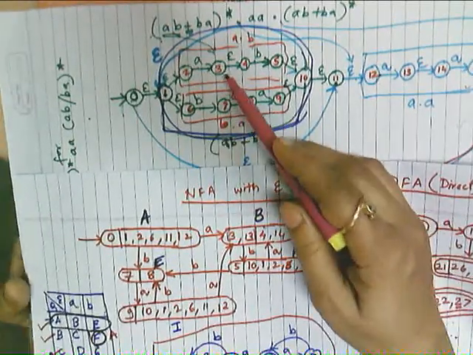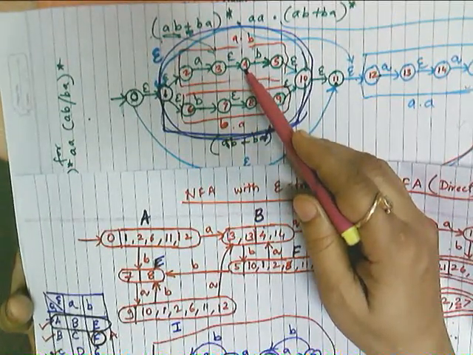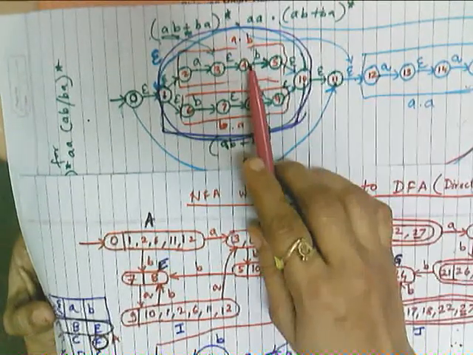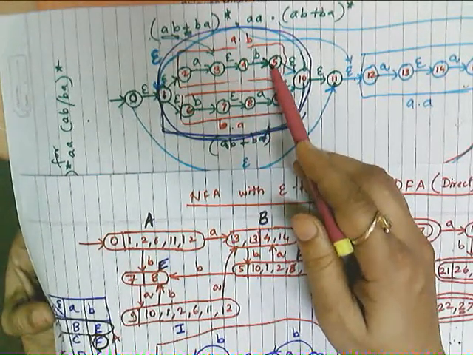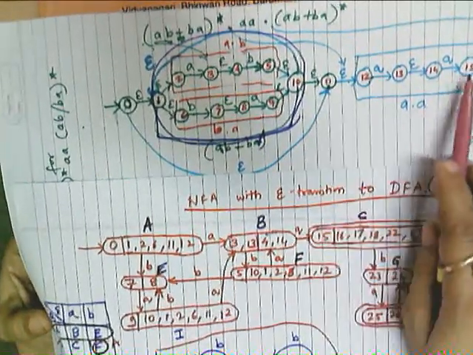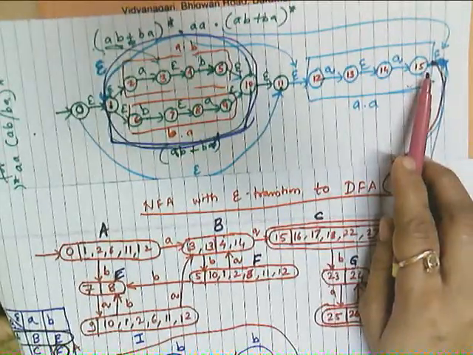So 3 on B moves nowhere. Then 13. This is my 13. 13 on B moves nowhere. Then 4. 4 on B moves to 5. Yes, so we have to consider. And then 14. So 14 on B moves nowhere.